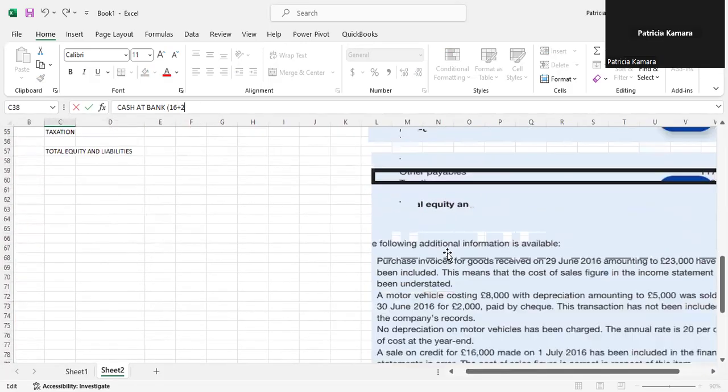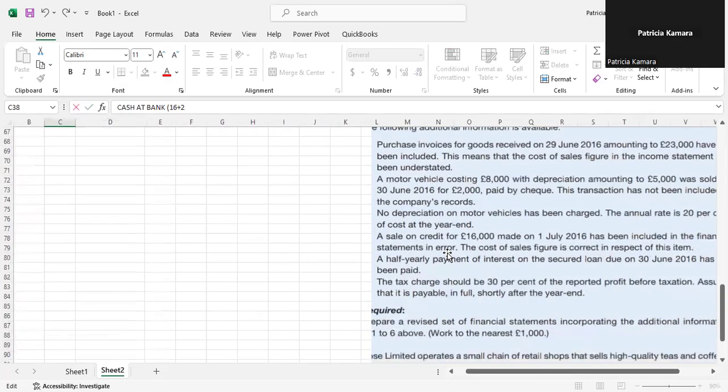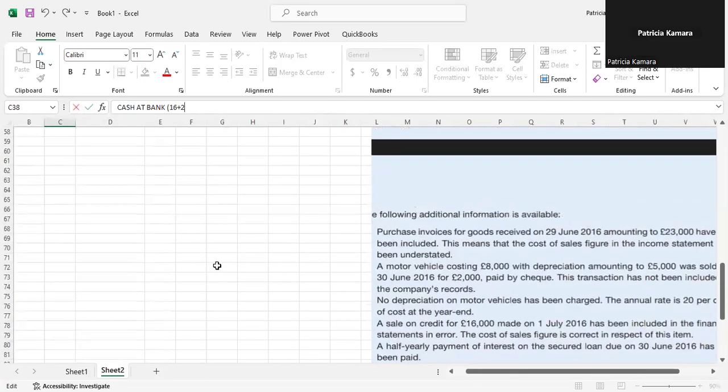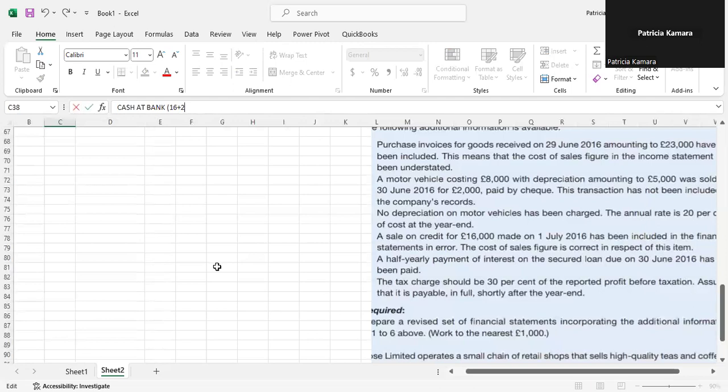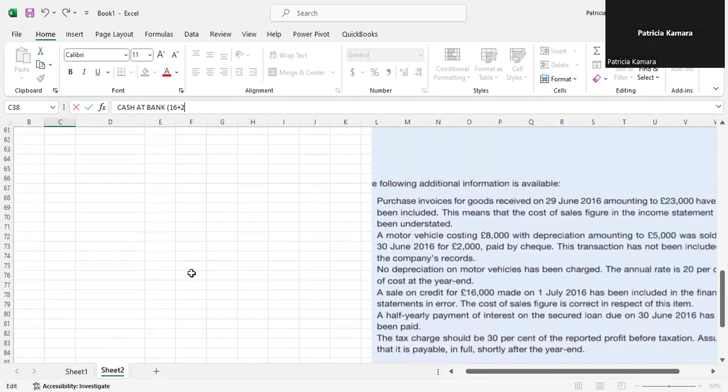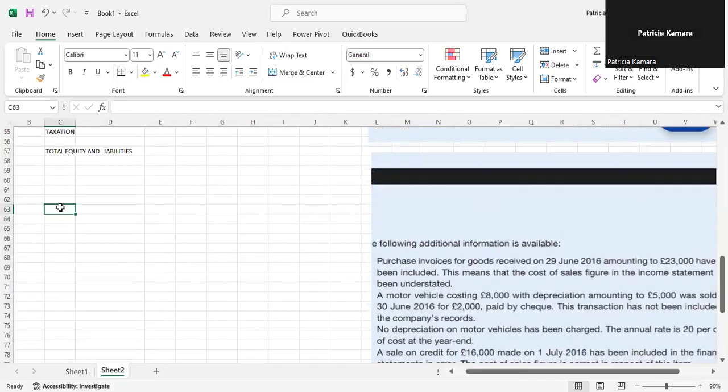Now let's continue. So it's a step-by-step approach. This transaction has not been included in the company's records. So remember last week's discussion on the part 2 aspect of IAS 16, we spoke about proceeds on disposal. In order for us to ascertain whether we have made a profit or a loss on disposal, it is important for us to know the carrying amount of the asset at the period of disposal. Okay, so we start with our workings.